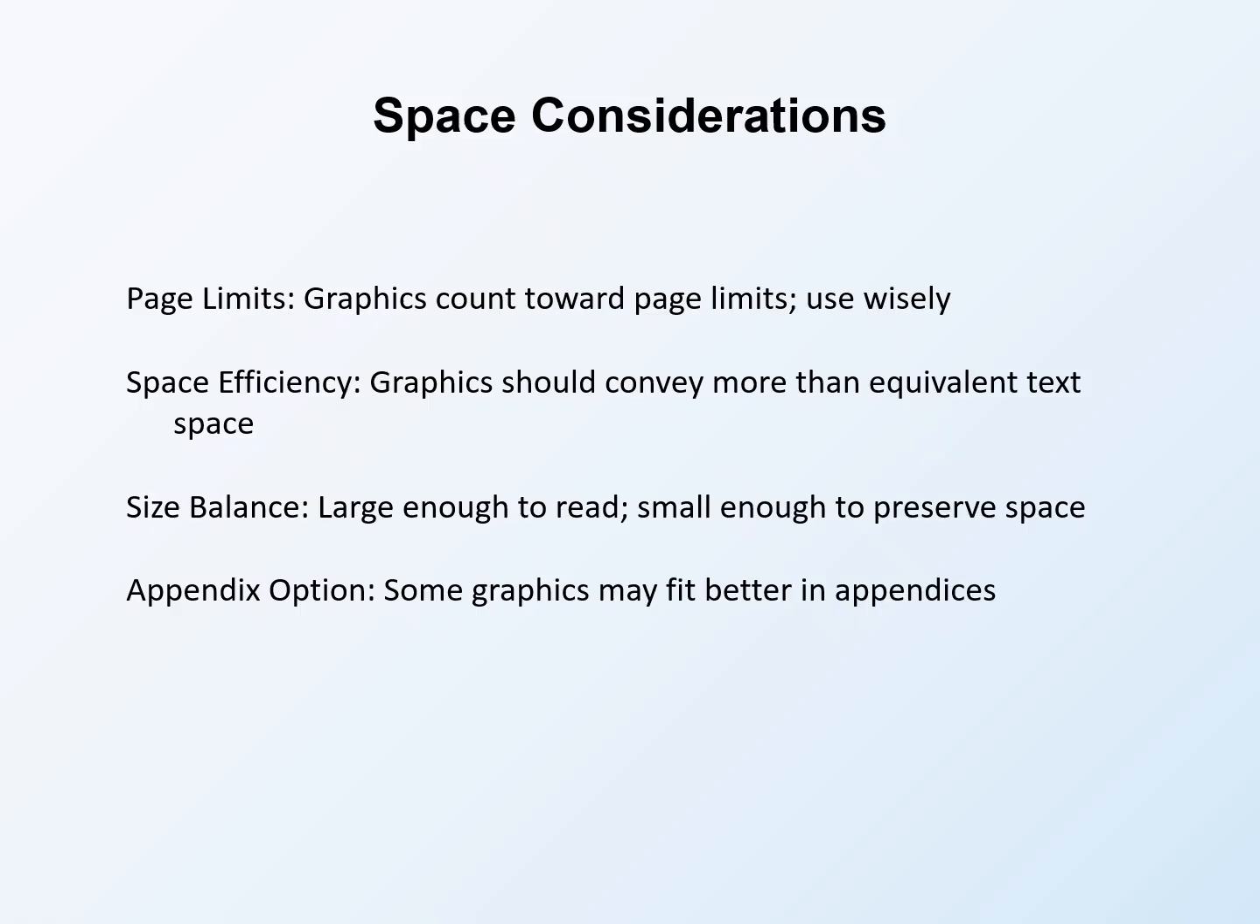Size balance requires graphics large enough to read comfortably, but small enough to preserve space. Tiny graphics that require magnification fail to communicate. Oversized graphics waste space. Find the size that allows comfortable reading while using space efficiently. Appendix option recognizes that some graphics may fit better in appendices if allowed. Detailed staffing charts, comprehensive logic models, or extensive data tables might be referenced in narrative but placed in appendices to preserve main document space. Check NOFO rules about appendix content.